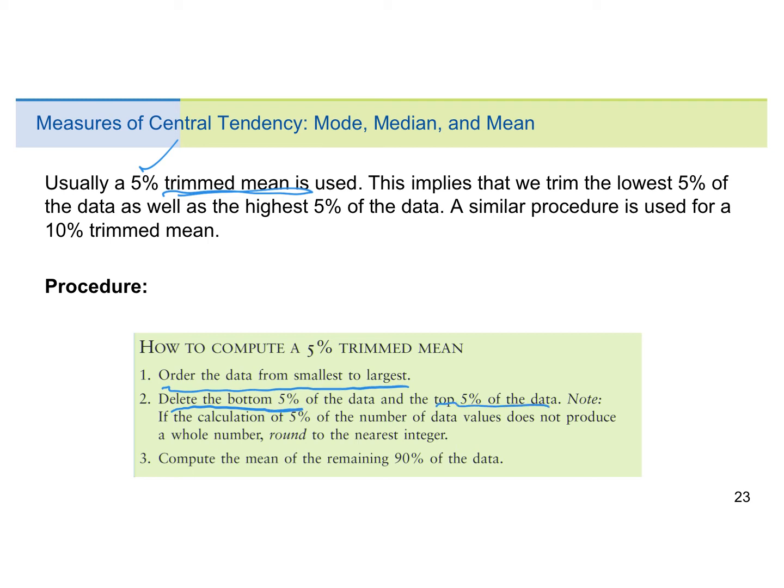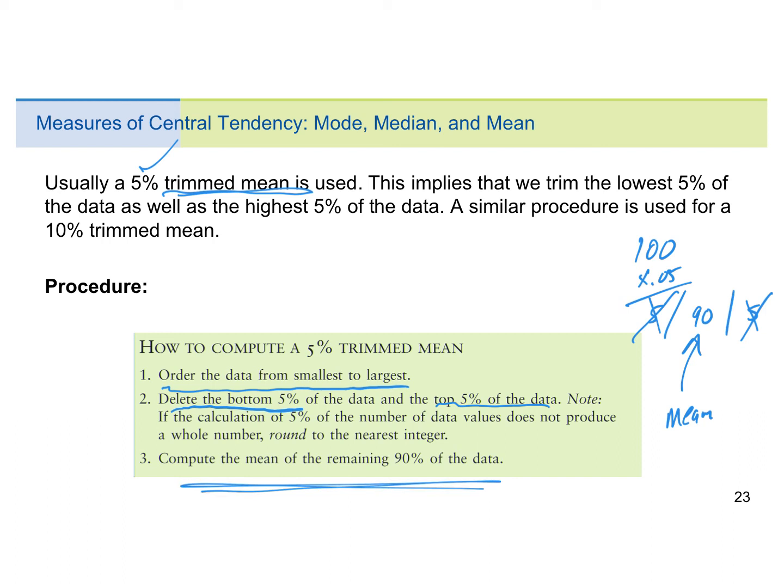So think about it. If you have 100 pieces of data and you multiply by 5%, you get 5 pieces. So if you have 5 pieces to the right and 5 pieces to the left, you still have 90 pieces in the middle. So when I say trim, you want to get rid of these 5, you want to get rid of these 5, and then you're going to find the mean of the remaining 90 pieces of data, okay? And that's what they're saying right here. So I gave you a nice example with 100 pieces of data.